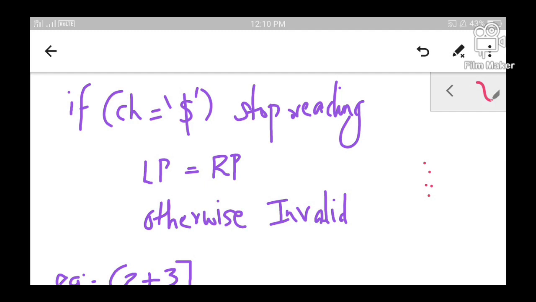So whenever a right parenthesis is encountered, RP increments by 1, and whenever a left parenthesis is encountered, LP is incremented by 1. At the end, once the reading is stopped, you can check the counts of these two variables. If LP equals RP, then it is a valid expression. Otherwise, it is an invalid expression. So hope you are clear with the concept of the algorithm for expression evaluation. Let us move on to the examples.